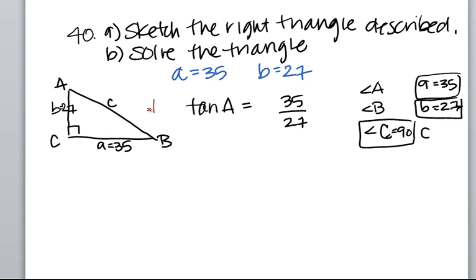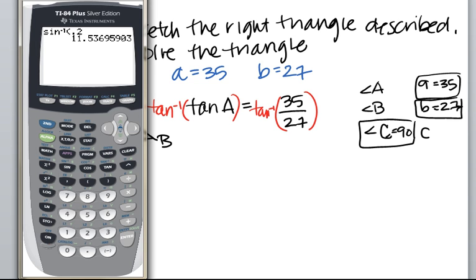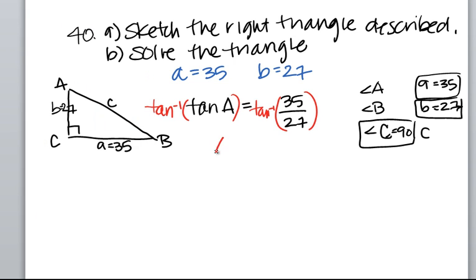Now to solve, I take the tan inverse of both sides. Okay, and so I want inverse tan of 35 divided by 27, and that gives me 52.35 degrees. So I know that A is equal to 52.35 degrees.